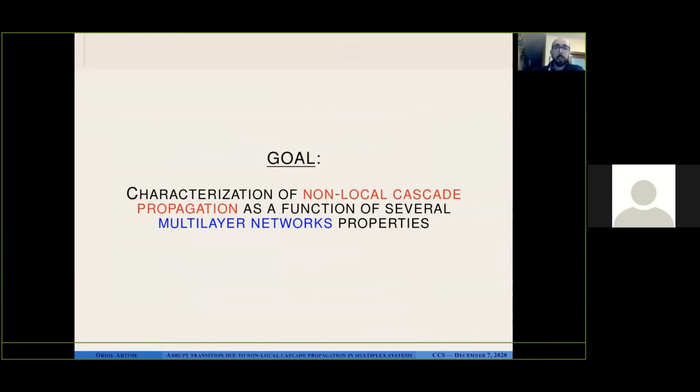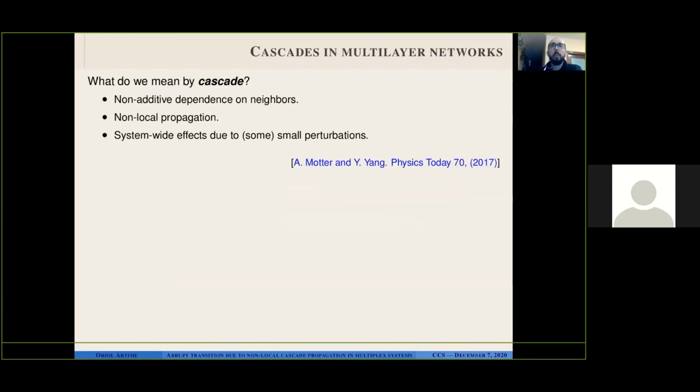We want to characterize the effect of non-local cascade propagation of failures as a function of several multilayer properties. And before going to the results, let me make clear what we understand by a cascade. A cascade is a process that has a non-additive dependence on neighbors, meaning that in some cases one of your neighbors fails and that makes you fail, and in other cases you can be surrounded by neighbors failing and you can still be operating. It is a process that propagates non-locally, and it can have system-wide effects due to very small perturbations.